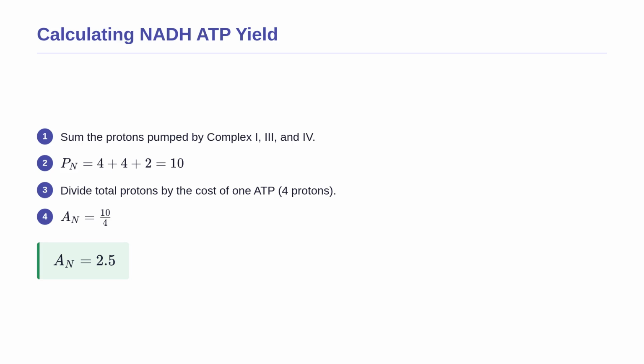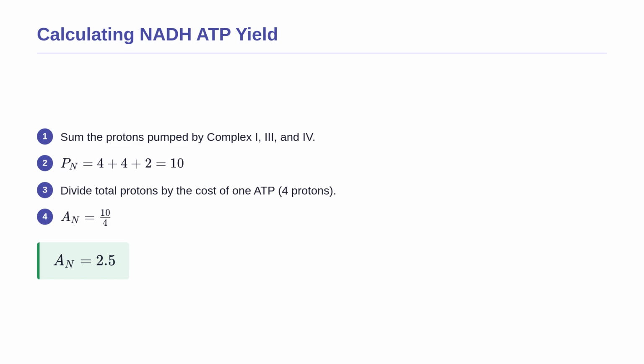Let us apply this simple arithmetic to find the exact yield for NADH. We are asked to find the total ATP molecules generated from one NADH molecule. First, we add the proton contributions from complex 1, 3, and 4. 4 plus 4 plus 2 gives us a total of 10 protons pumped across the membrane.